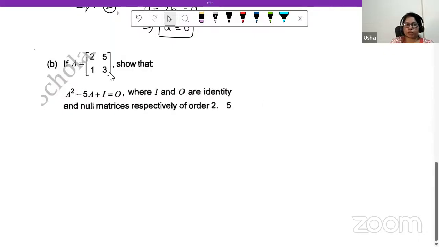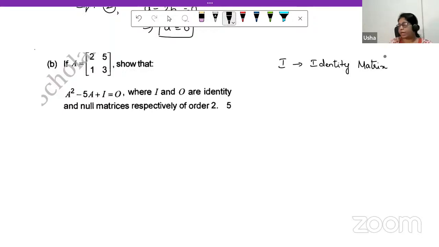See here, A is [[2, 5], [1, 3]]. You should show that A square minus 5A plus I equals 0. I means identity matrix. Identity matrix means only diagonal elements are non-zero. All only diagonal elements are equal to 1. All other elements are 0. So identity matrix of order 2 is [[1, 0], [0, 1]]. This is identity matrix of order 2. See, diagonal elements are 1. All other elements are 0.